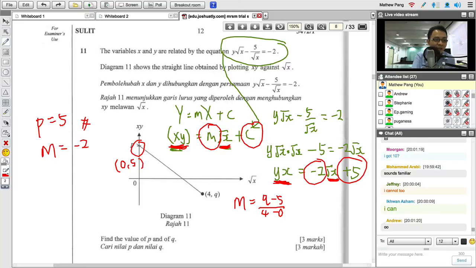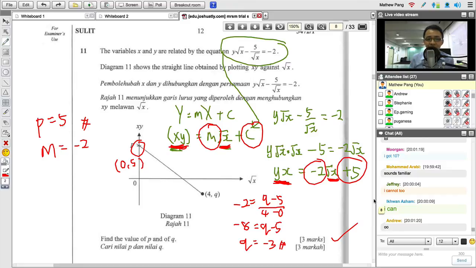So I'm going to substitute the negative 2 into my m. So negative 2 times 4 minus 0, which is just 4. So this is negative 8 equals q minus 5. So q equals negative 3. Done. I can get the p and q easily, and it gives us 3 marks. This is how we solve the linear law question.